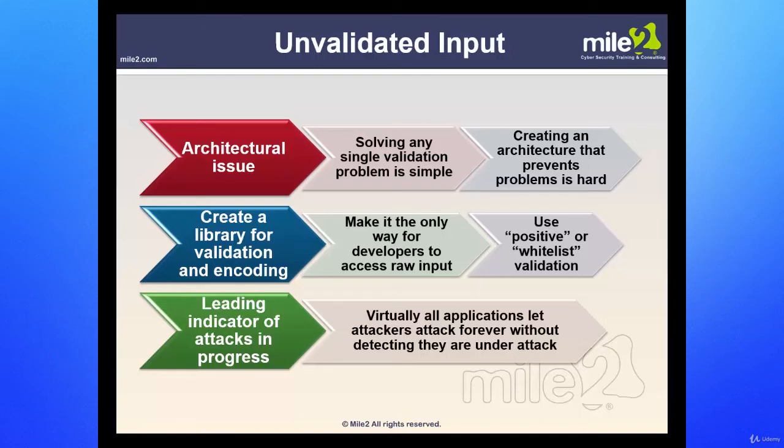When it comes to the architecture side of things, keep in mind you're always running into something that has already been out there and growing for decades, and you're having to go back and try to fix those problems, which again may be more trouble than it's worth, at least to some companies. Create a library for validation and encoding, which makes it the only way for developers to access raw input, and also use positive or whitelist validation. And the leading indicator of attacks in progress: virtually all applications let attackers attack forever without even detecting that they're under attack.